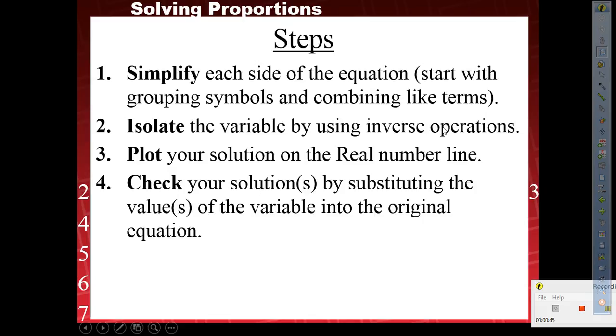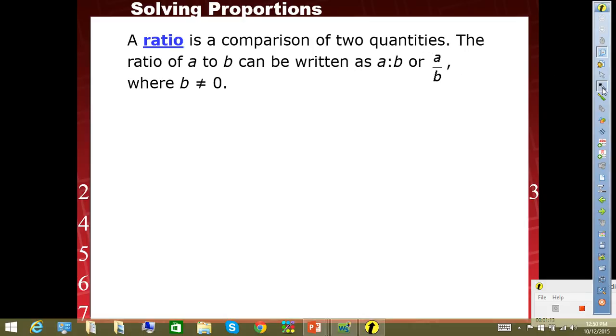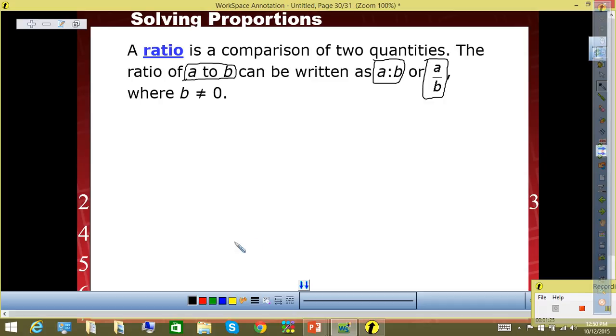Here we go. A ratio is a comparison of two quantities. And there's three ways of writing this. Look up, please. A to B, this is one way. A to B, this is another way. A to B. Those three are the same ratio. Once again, it's a comparison of two quantities.